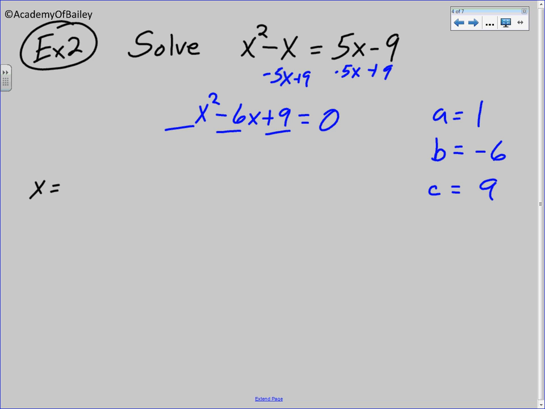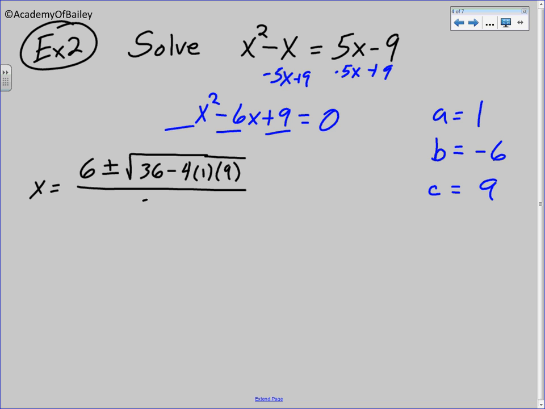So x is equal to negative b. Well, in this case, b is negative 6. What's negative negative 6? Positive 6. Let's go plus or minus b squared. Well, negative 6 squared is going to be 36 minus 4 times a times c. And on bottom, 2 times a, 2 times 1 is 2.